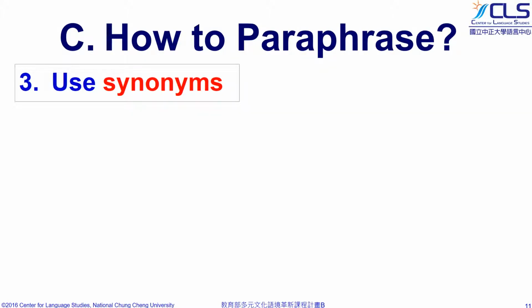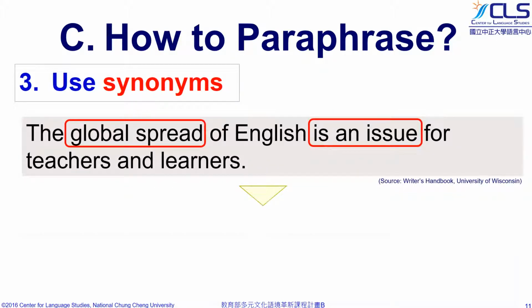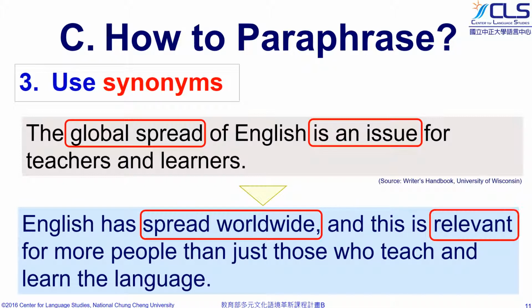The third method is to use synonyms. For example, the global spread of English means that English has spread worldwide. As for issue, it is an important topic that concerns or is relevant to a lot of people. So, with our understanding of the text, we can use words with similar meanings to paraphrase.